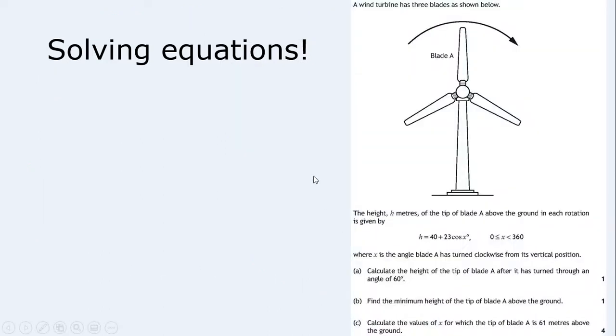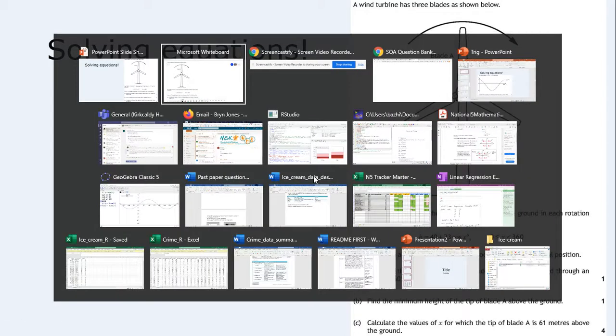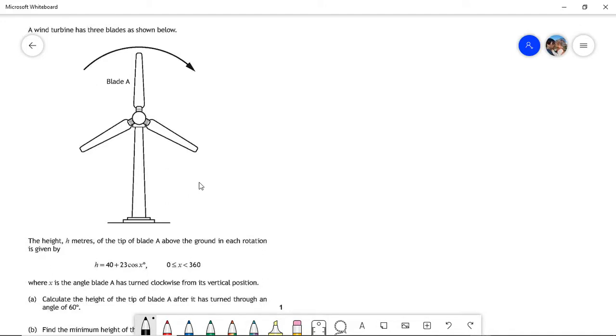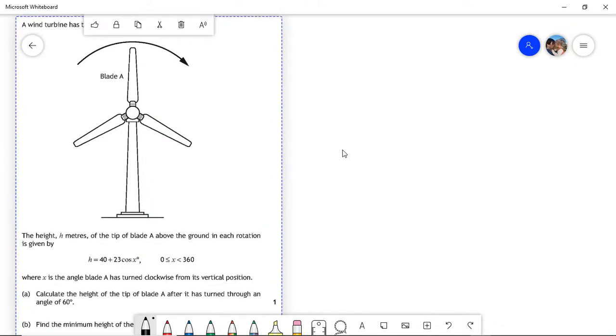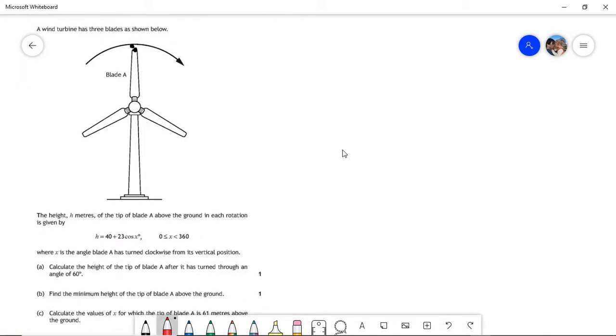Okay, so we've got this question here. I think what I'll do is make this a bit bigger so we can zoom. Here we've got a wind turbine that has 3 blades as shown. The height of the tip of blade A, maybe I'll use a different coloured pen. So the tip of blade A, the height of it, so in other words, how far away it is off the ground, can be shown by this equation, which is h equals, I'll zoom in a bit.